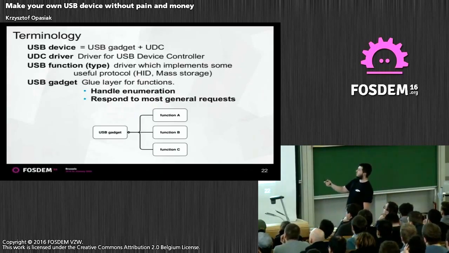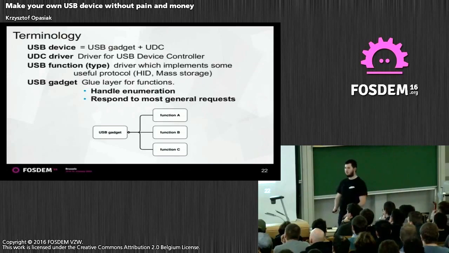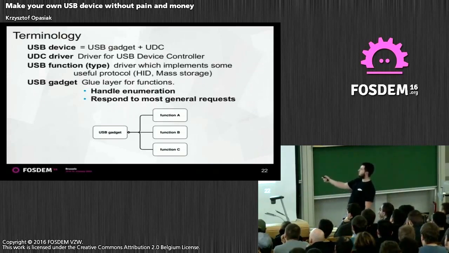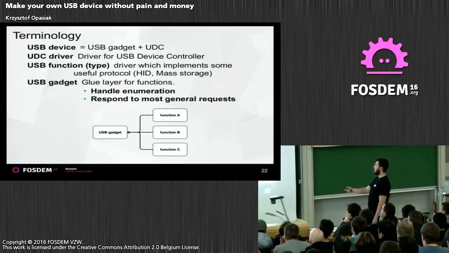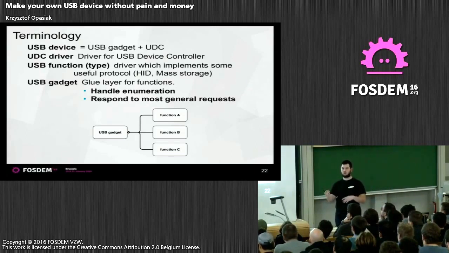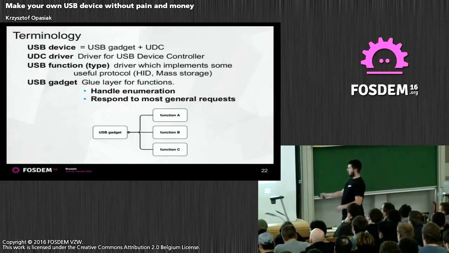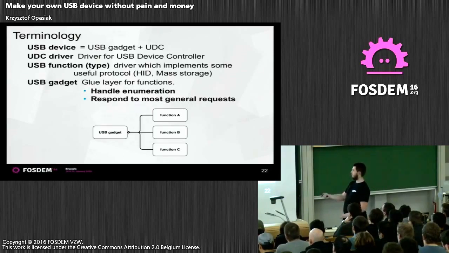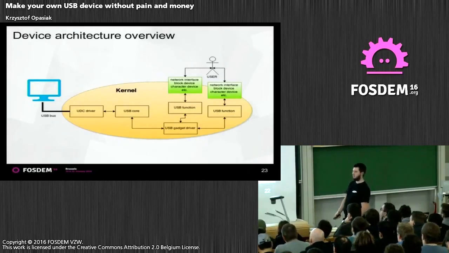Okay, the terminology from the Linux world. The USB device consists of two pieces. The hardware-independent part, the USB gadget, so the implementation of the USB protocol, useful protocol and all that kind of stuff, and the hardware with the driver. So the UDC is the USB device controller. It needs, obviously, a driver. Then we have the USB function. Well, the USB function is a piece of code which provides the functionality to the host. USB gadget is a glue layer which takes multiple functions and puts them all into a single USB device. Still hardware independent. To make a USB device, you will need here also the USB device controller.